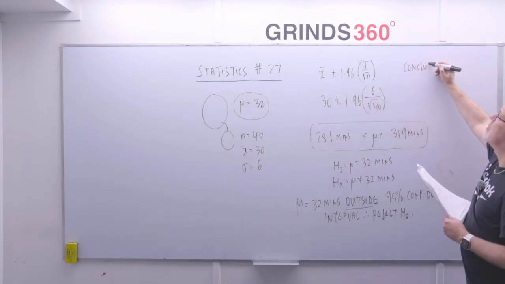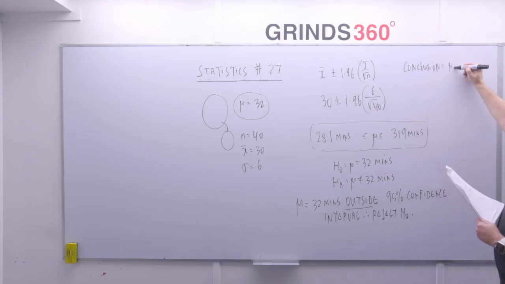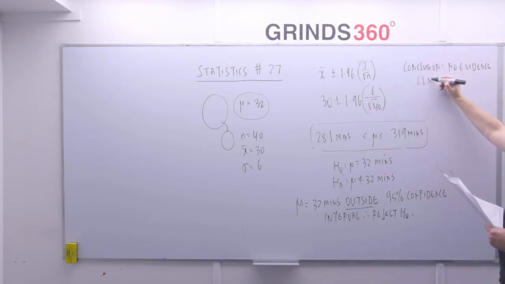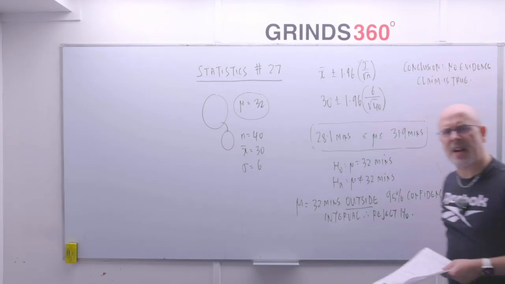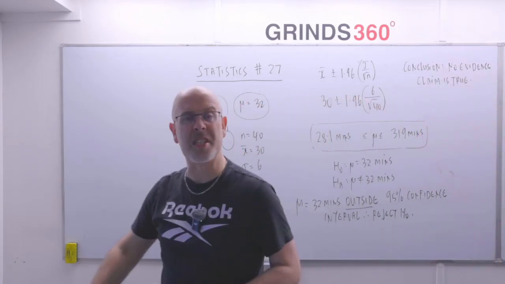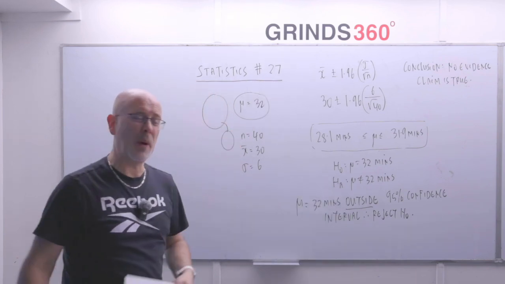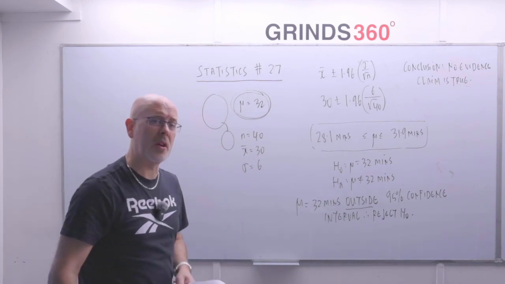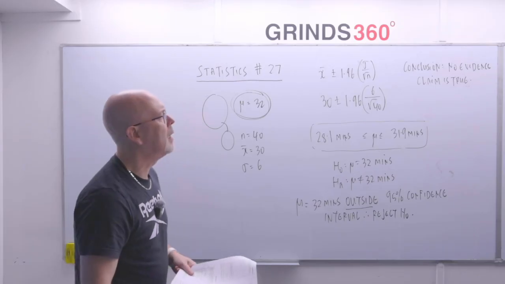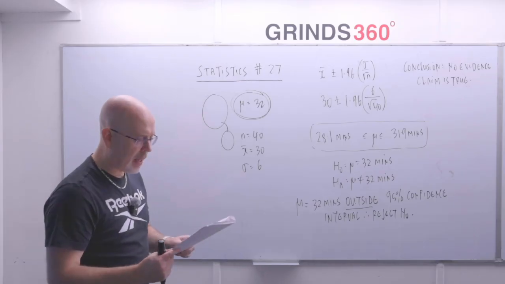There's evidence that the claim is false, or there's no evidence the claim is true, whatever way you want to phrase that. There's no evidence the claim made by the forum is true, or there's evidence that the time spent by people on Instagram is not the 32 minutes claimed by the forum. That gets across the idea that the claim made by the forum looks dubious to us now. That's your hypothesis test.